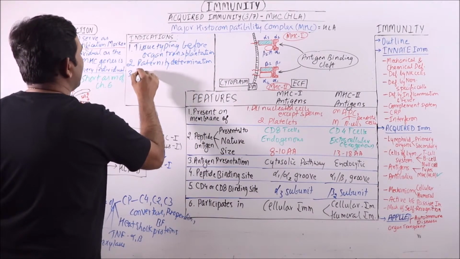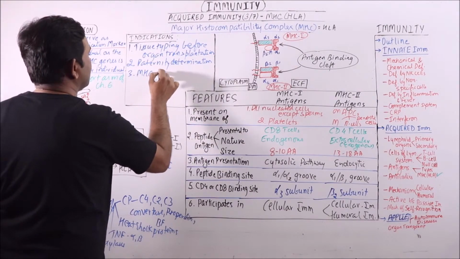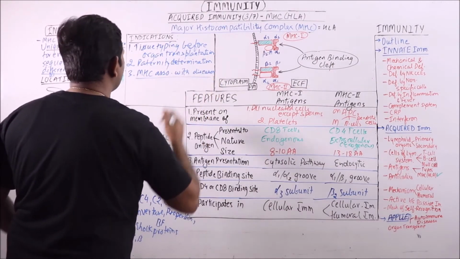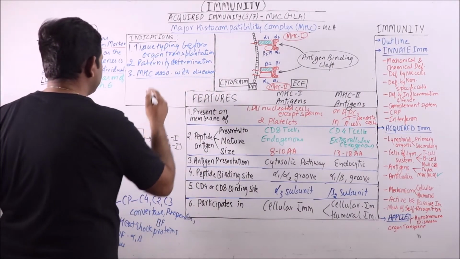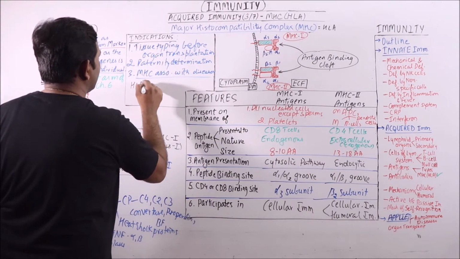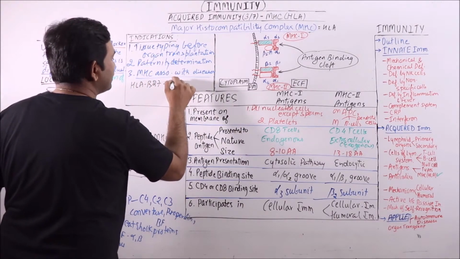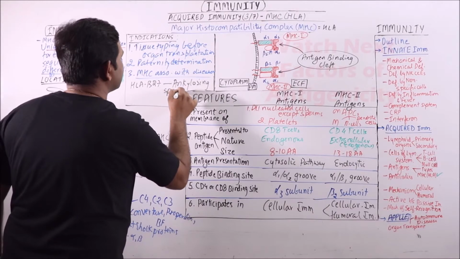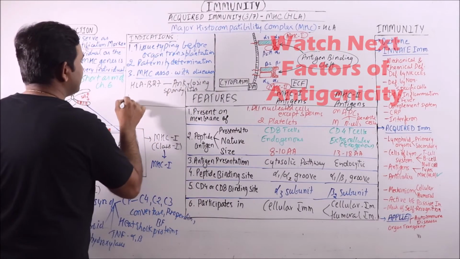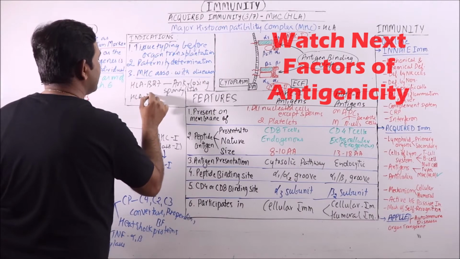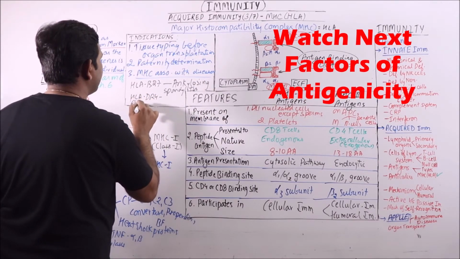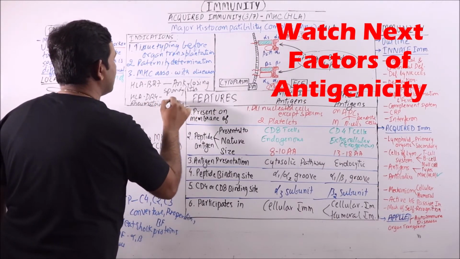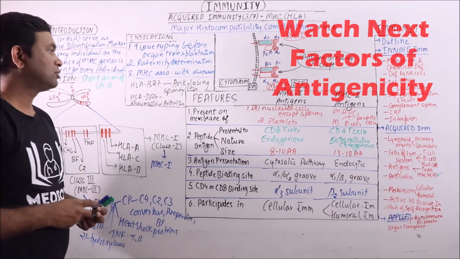Another, MHC association with some diseases is also observed, like HLA B27 is linked with ankylosing spondylitis, and HLA DR4 is linked with rheumatoid arthritis. So this is all about the HLA or MHC.